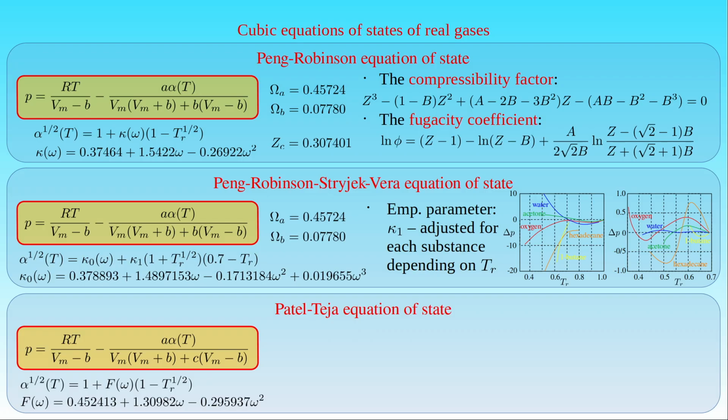Patel and Teja calculated the factor F for several substances and correlated its value to the acentric factor for nonpolar substances, yielding a quadratic equation in terms of omega. Similarly to the correction constants A and B, the parameter C can also be expressed in terms of the critical constants, where the factors omega A, omega B and omega C are determined by applying the same procedure minimizing the error in the saturated vapor pressure as the one applied for the factor F.